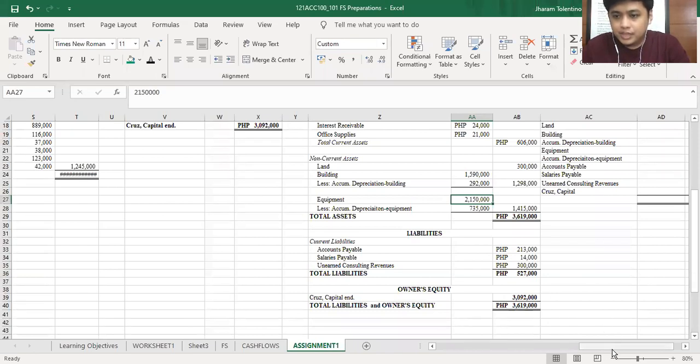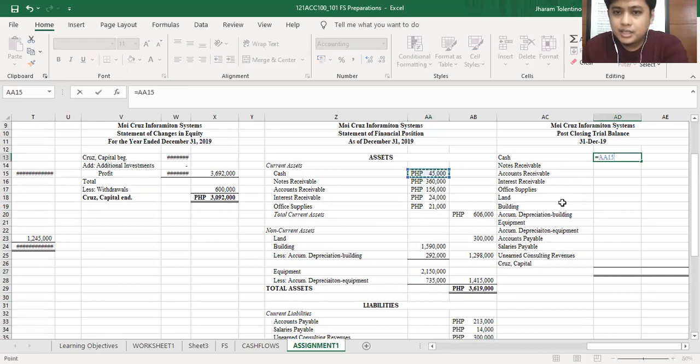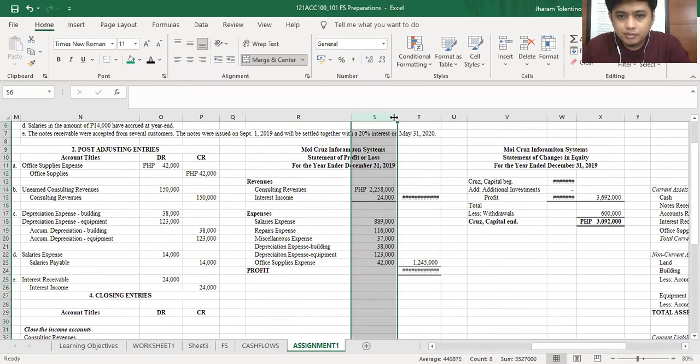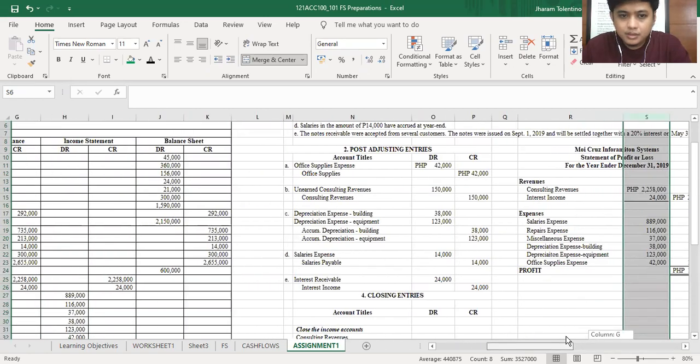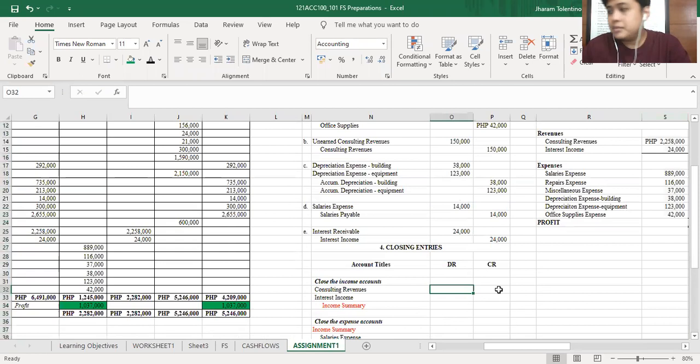Okay. So, anong last? Last is the post-closing trial balance. Okay. So, all we need to do is to get the amounts. We have cash. Yung entries na kalimutan ko. Okay. For the closing entries, madali lang yun. Diba? Close the accounts, ibig sabihin, i-zero out mo lang. Okay? Lahat ng temporary accounts, i-zero out mo lang.